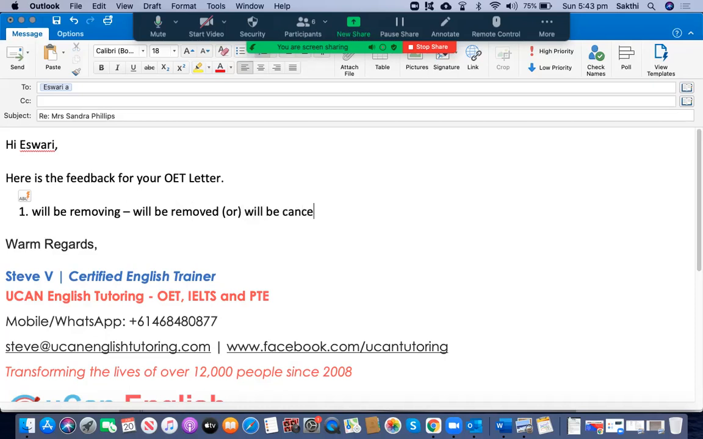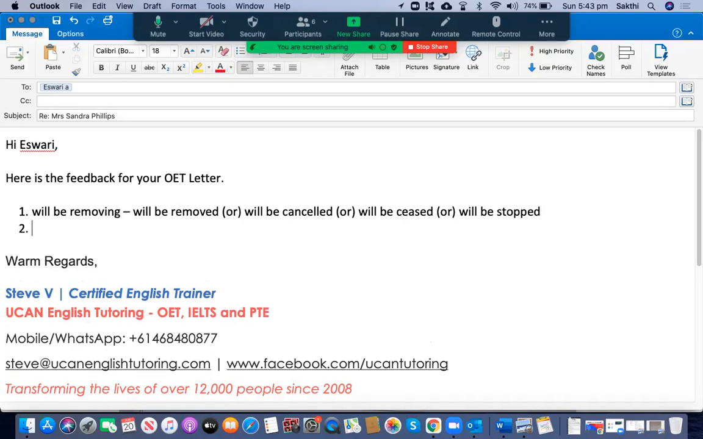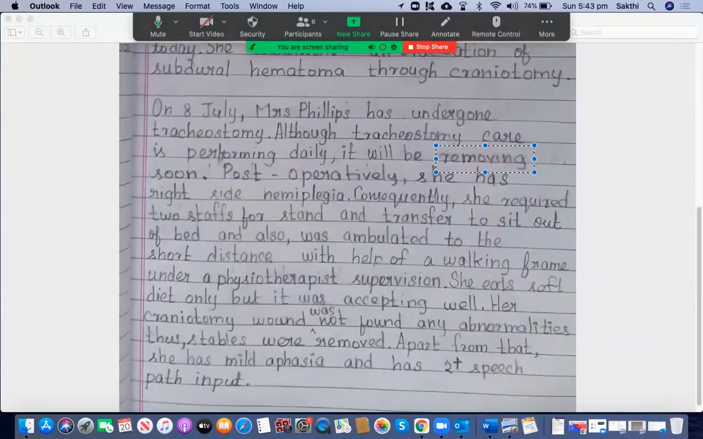Do you know what I mean? Will be cancelled, or will be stopped, or will be ceased. All right, so try to use proper phrases. You should not use verb plus ing after this one because the sentence structure is written in the passive form. Okay, soon. All right, post operatively, comma, that's good.